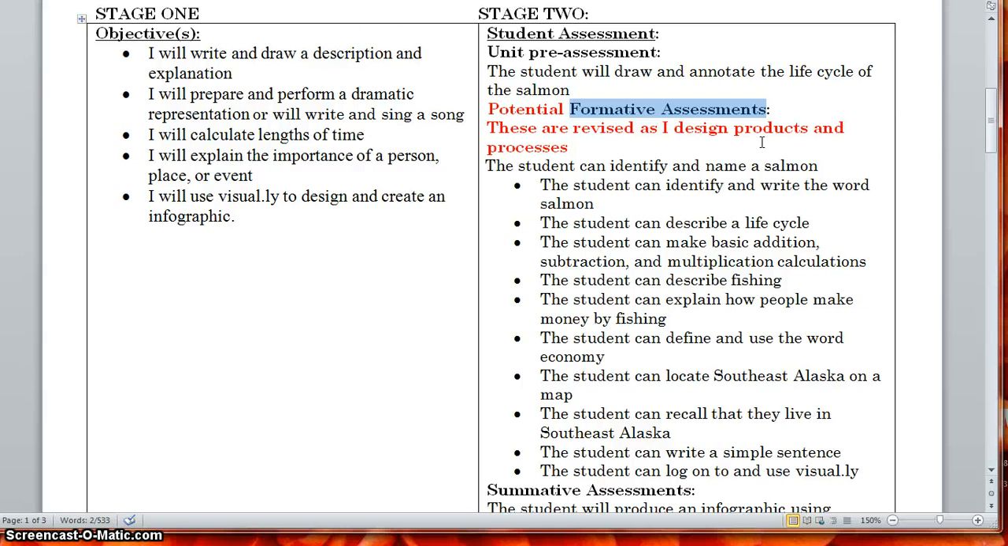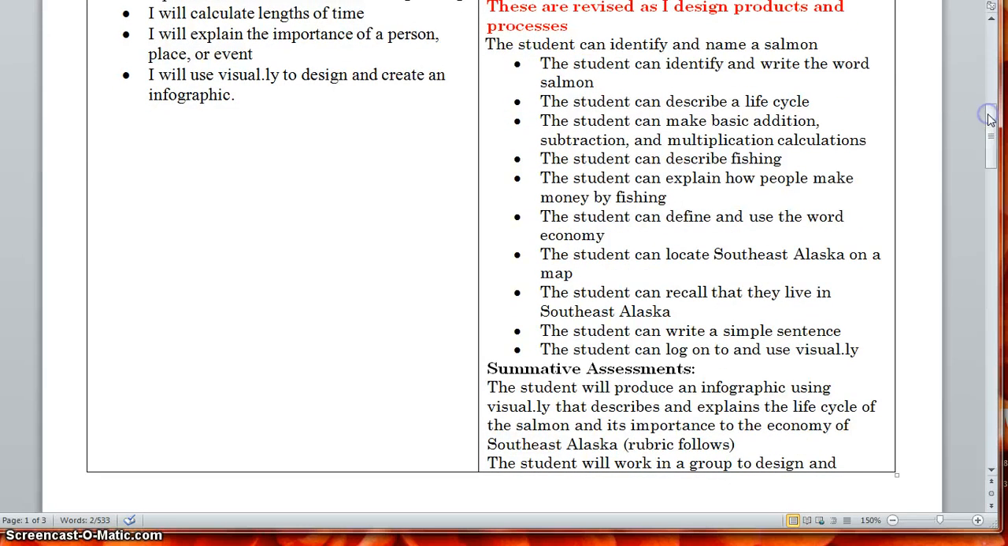When you're thinking about formative assessments, you want to think about, what do I need to know that kids know before I can go forward? We can't assume that students know certain things when we're going into a unit. I'm doing a unit here about life cycles, but I'm specifically going to focus on the life cycle of the salmon for this group of students. So I need to ask myself some questions.